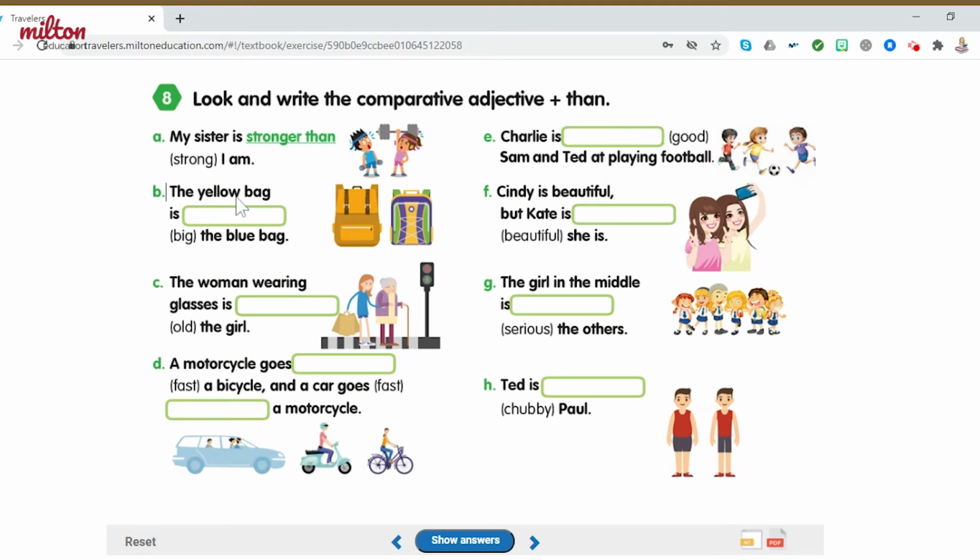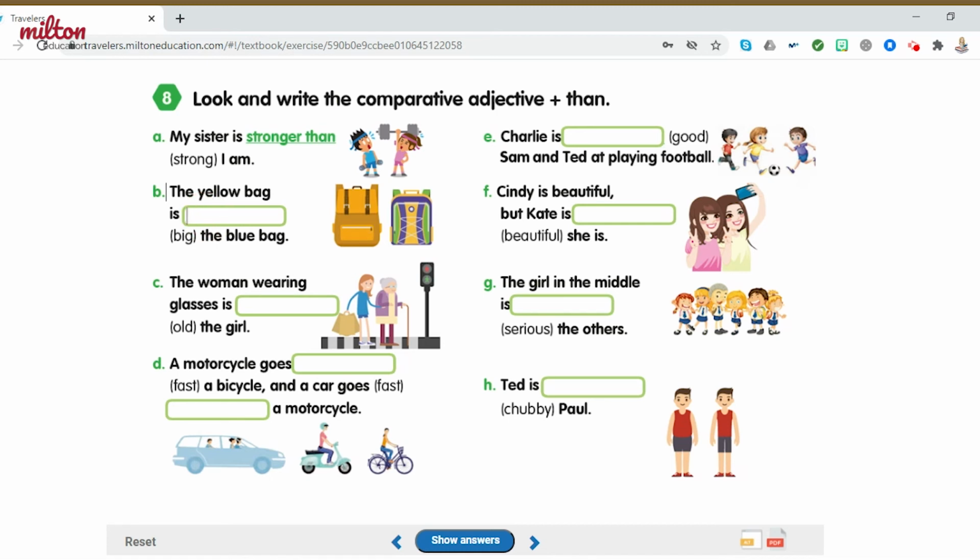So let's look at the second one here. First, we look at the pictures. We see a yellow bag and a blue bag. Then we read the sentence. The yellow bag is the blue bag. We want to know which one is bigger. So let's see, which is bigger? It looks like the yellow bag is bigger.